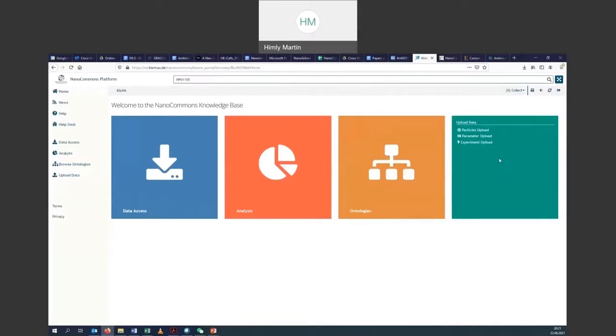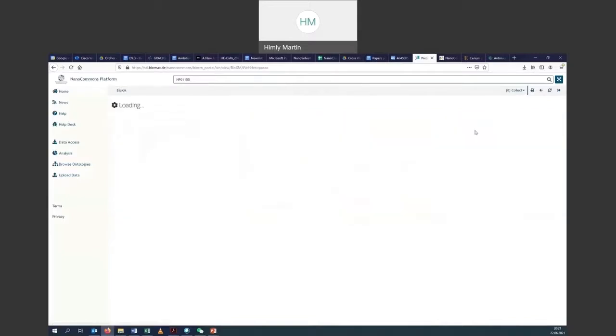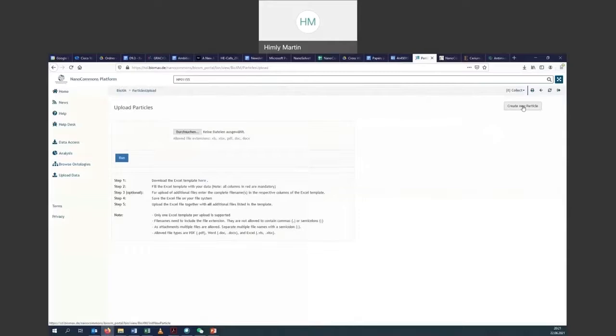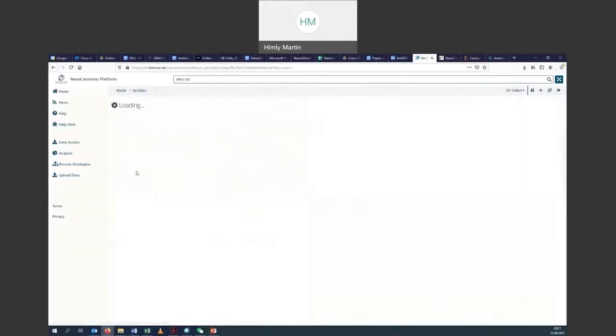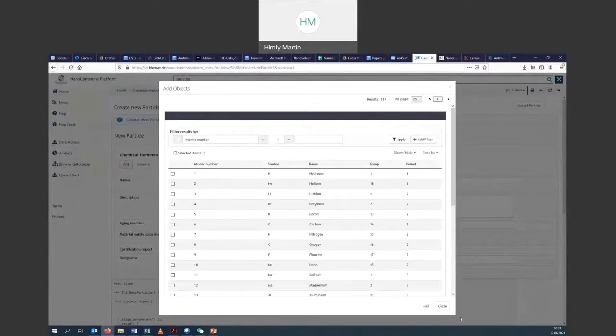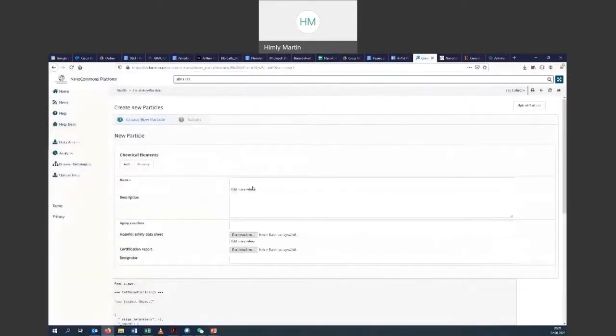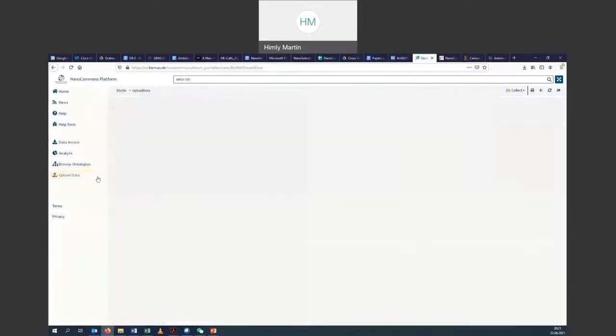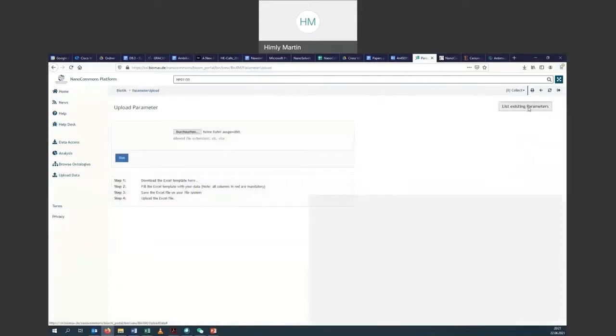What we are going to do today, and this is now of interest to us, is data upload. So we can define particles, for example, by creating a new particle in this shell here. You would then be adding the chemical elements of your particles, and give some description and a name for your particle. You can also do that in spreadsheet format, by having a whole list of particles to be defined all at once.